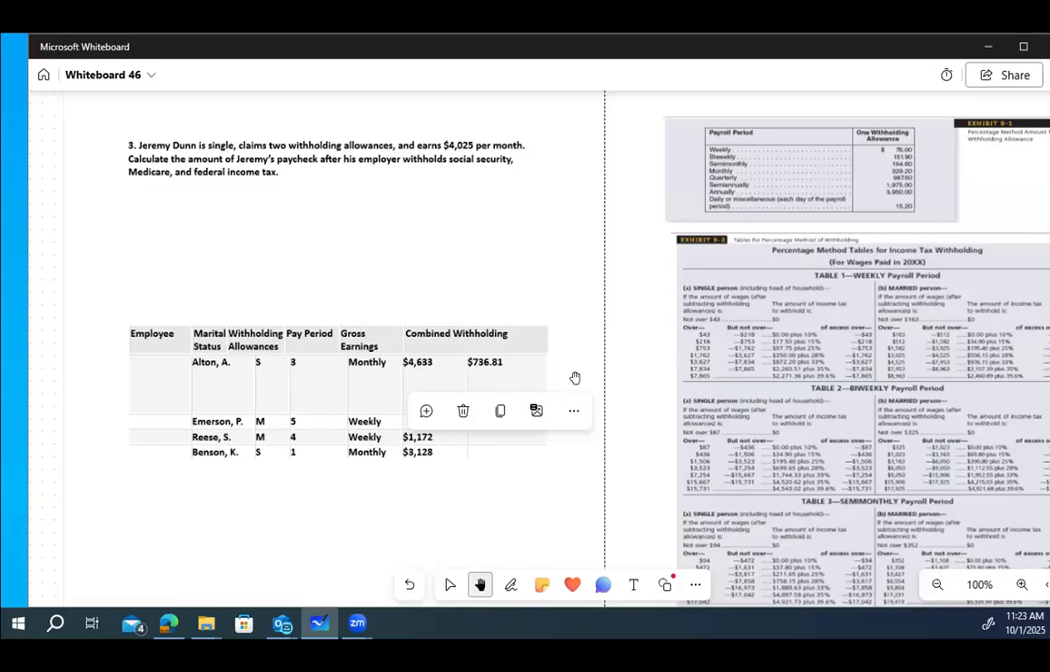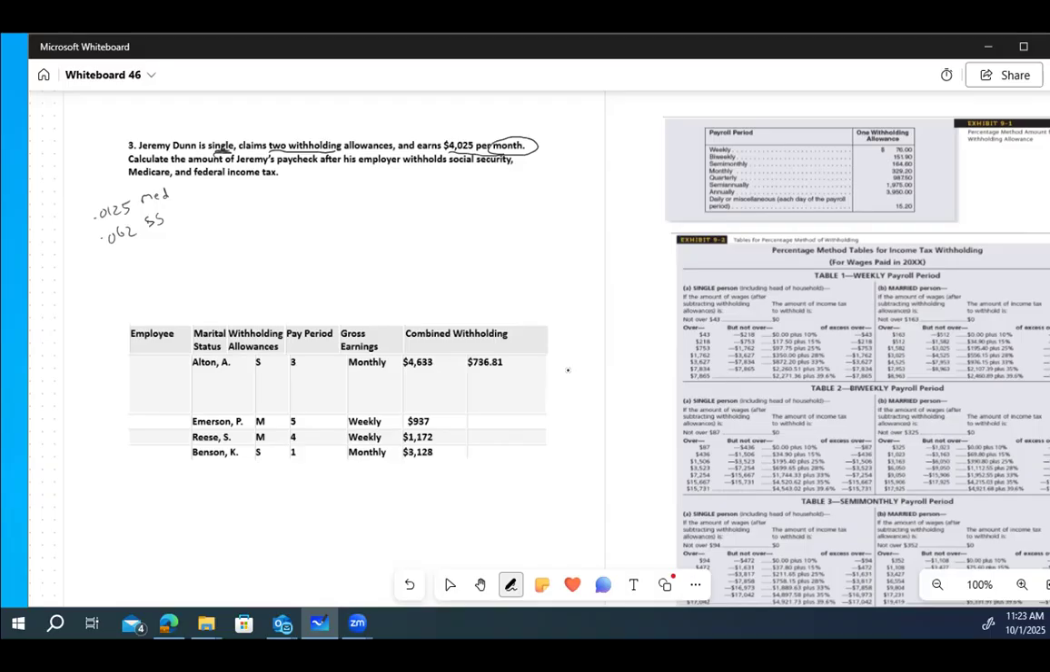So anyway, looking at the next problem, problem number 3, Jeremy Dunn is single. He has 2 withholdings and earns $4,025 a month. So again, we want to note he's single, 2 withholdings, and earns monthly. That's the key. They want to calculate the amount of his paycheck his employer withholds for Social Security, Medicare, and federal income tax. By the way, Social Security is 6.2% and Medicare is 1.45%. So these are 2 additional taxes that you'll have to be paying.